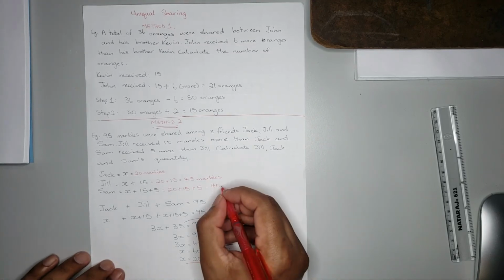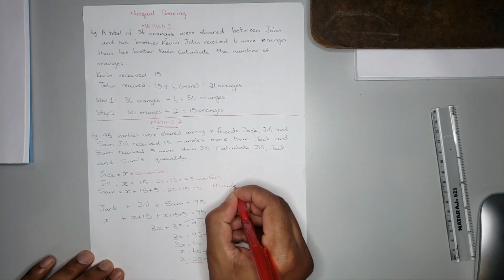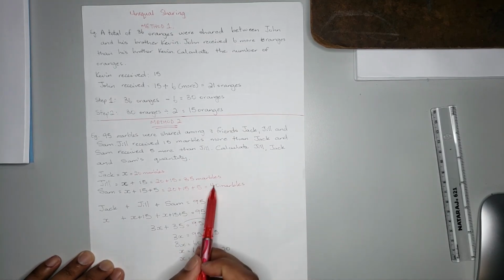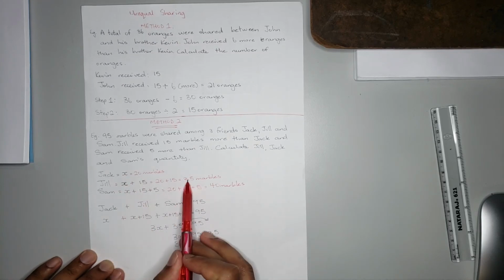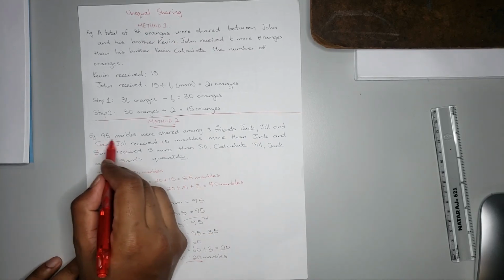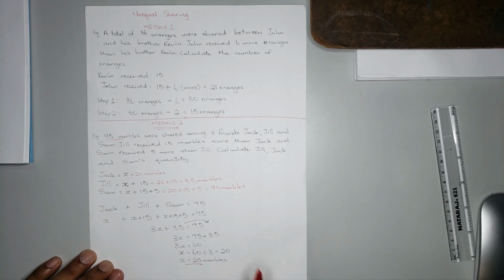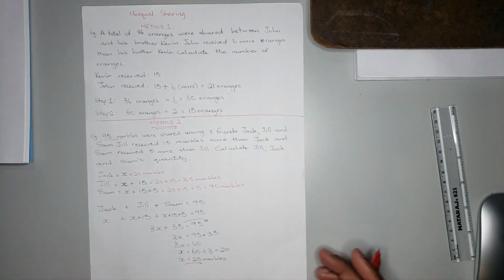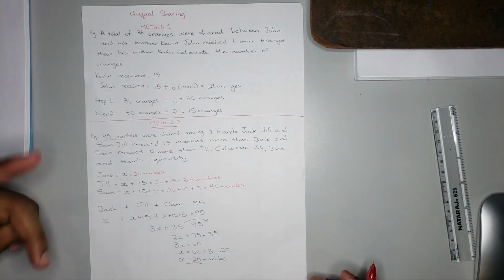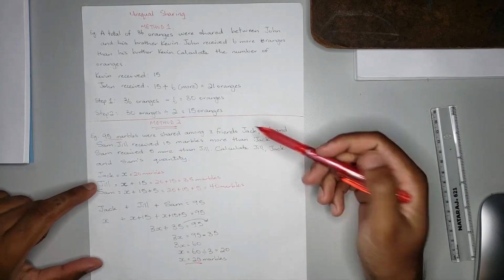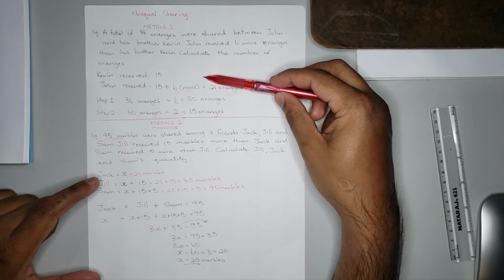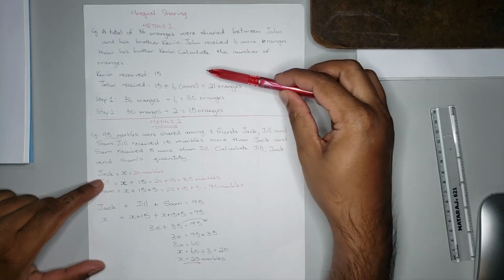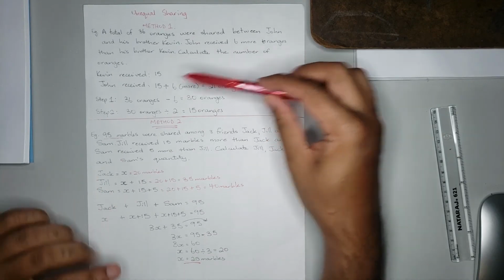Now 40 marbles. And to check to ensure that our answer is correct, 40 plus 20 is 60, 60 plus 35 is 95. And we get back our total of 95 marbles. And those are the two ways in which you can do unequal sharing. Either the algebraic way or the normal number concept way, where we subtract the extra and then divide normally.